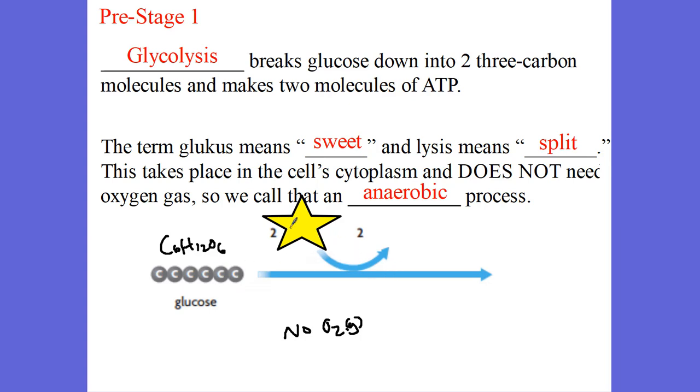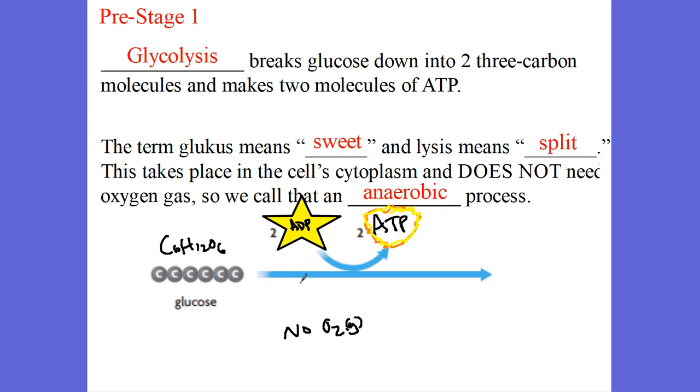And what's coming in is 2 molecules of ADP, adenosine diphosphate. It's making 2 molecules of ATP, adenosine triphosphate. So it's making a little bit of energy, believe it or not. This energy is not enough to sustain the body, though. It's making a little bit of energy, 2 molecules of ATP.